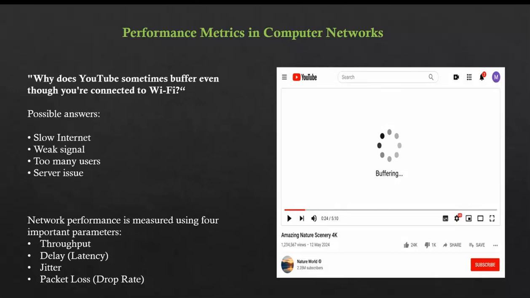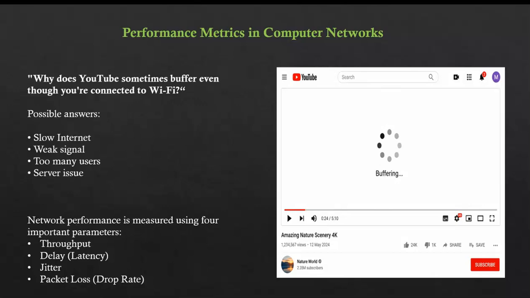Today we are going to dive into how computer networks actually perform. Think about this. Have you ever been right in the middle of a great YouTube video, connected to full Wi-Fi bars, and suddenly it starts buffering? Why does this happen? If you're connected, shouldn't it just work?